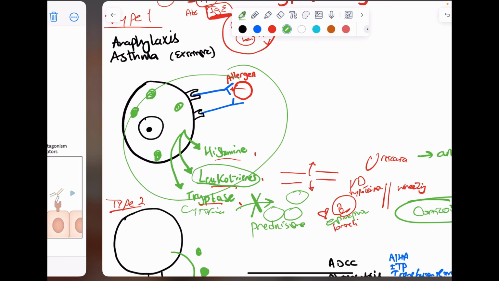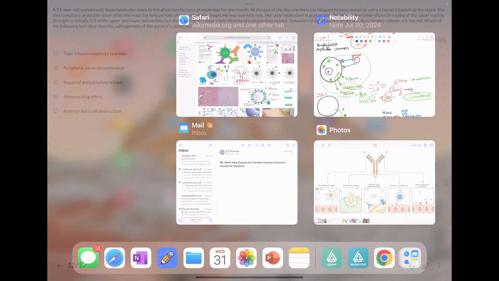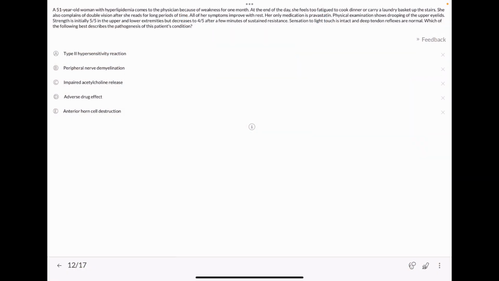Let's move to another question and see. Let's take a look at this question, guys, and read the last two lines first. Strength is initially 5/5 in the upper and lower extremities, but decreases to 4/5 after a few minutes of sustained resistance. It almost gave away the diagnosis, guys. Anyone who has fatigable weakness is myasthenia gravis. That's it. Sensations intact, deep tendon reflexes are normal. Which of the following best describes the pathogenesis of this patient's condition?